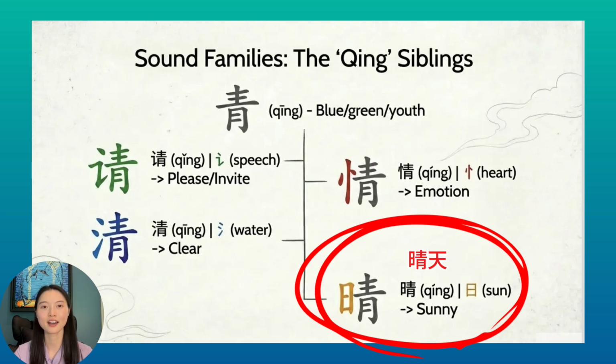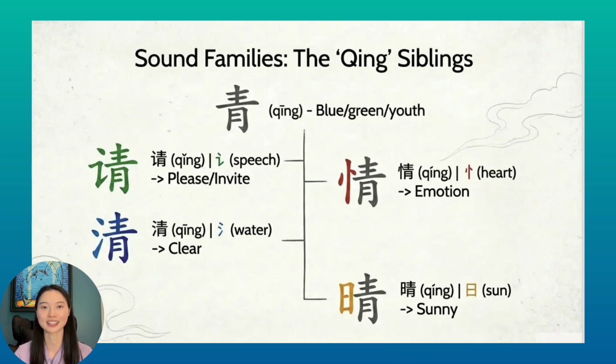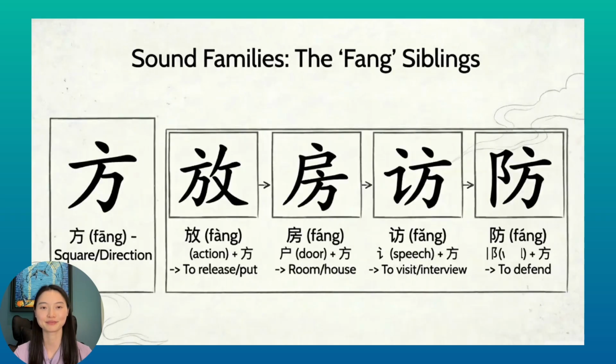晴天. 4 characters, same sound, qing. But look at the meaning components. Speech, water, heart, sun. Each one tells you exactly which qing you are looking at. This is the system. Learn it and you decode hundreds of characters.